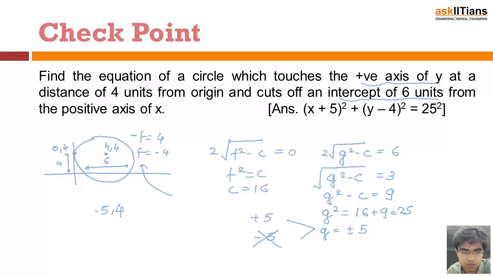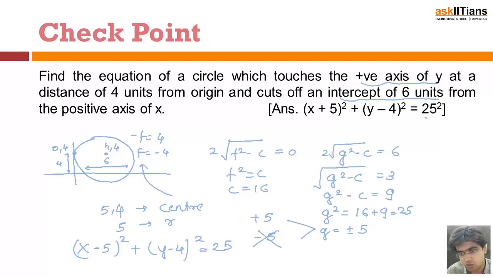So 5, 4 is my center, and my radius will be distance between this 0, 4 and center, which is 5. So my radius is 5. My equation of circle will become x minus 5 square plus y minus 4 square is equals to 25. So this was our answer. It is not 25 square. So we got the answer as this.